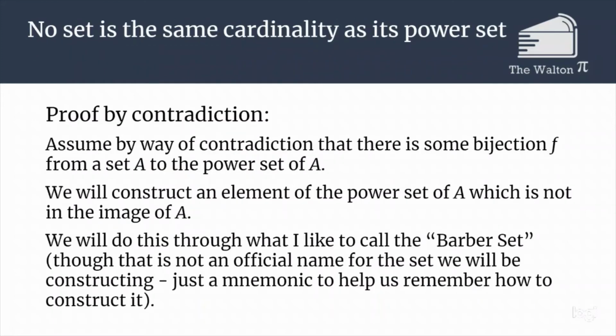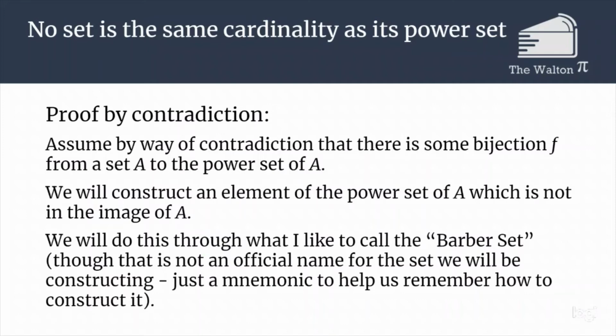We also have another situation that is going to follow a similar proof to the last one. We are going to have to construct something that should be in the image but is not. And this is going to be in our proof that shows that no set has the same cardinality as its power set. Again, this is going to be a proof by contradiction. So we're going to start by assuming that there is a bijection from a set A to its power set.